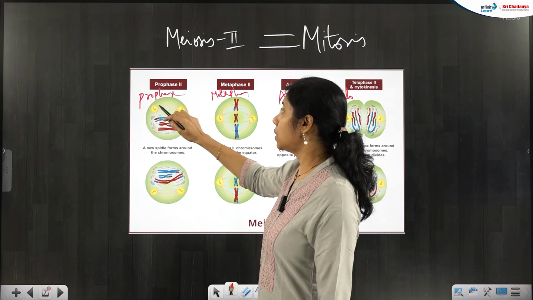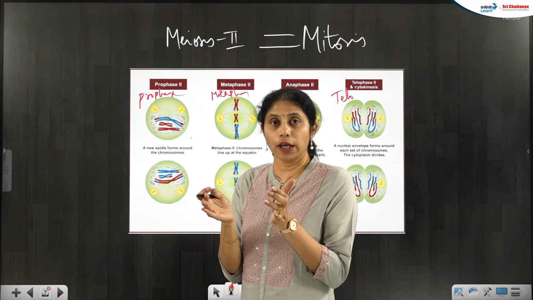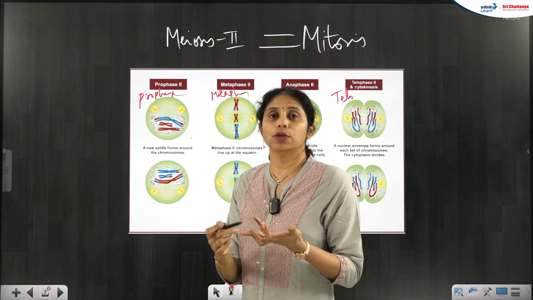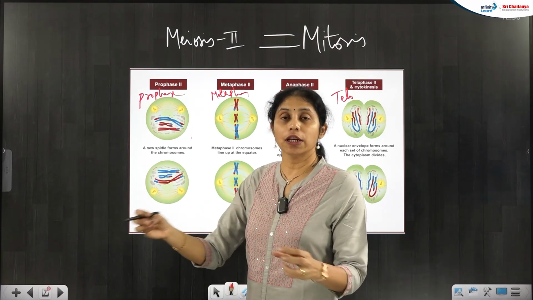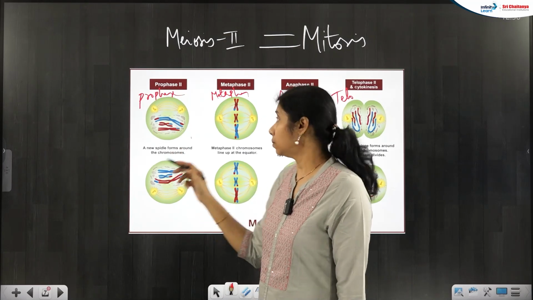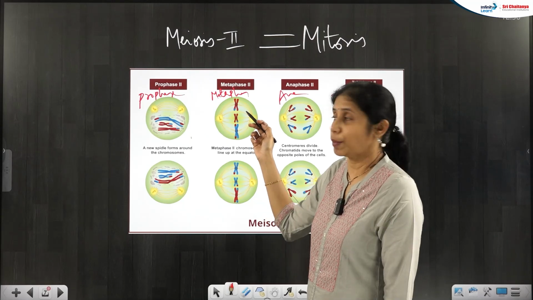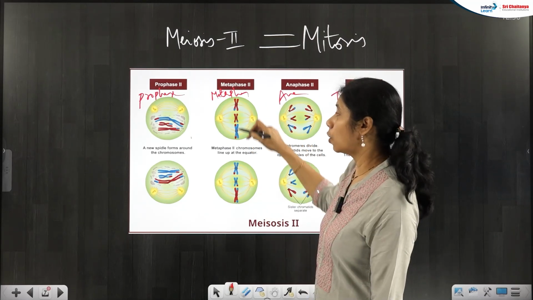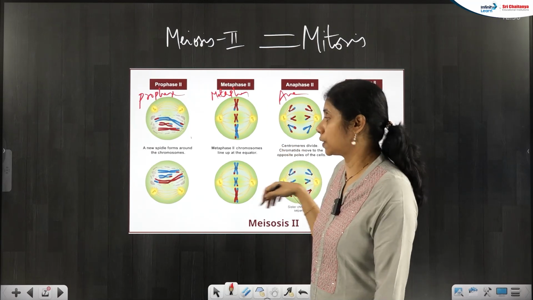So prophase 2 is equal to prophase, where the chromosomes will be fully condensed, and the nucleolus and nuclear envelope disappear, and the chromosomes are released into the cytoplasm, and the spindle is formed here. Then the cell will enter into metaphase 2, which is like metaphase of mitosis, and all the chromosomes will be aligned on the equatorial plate in each daughter cell.